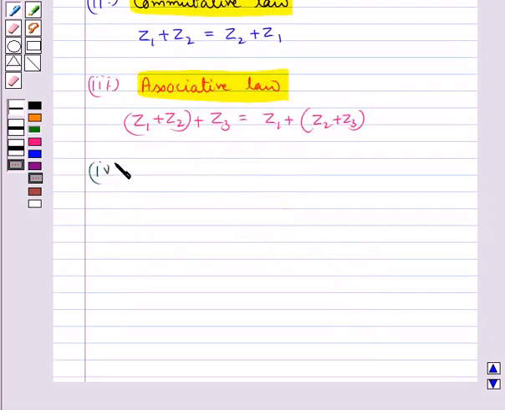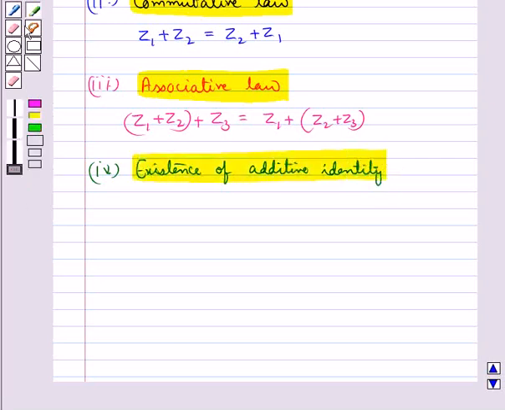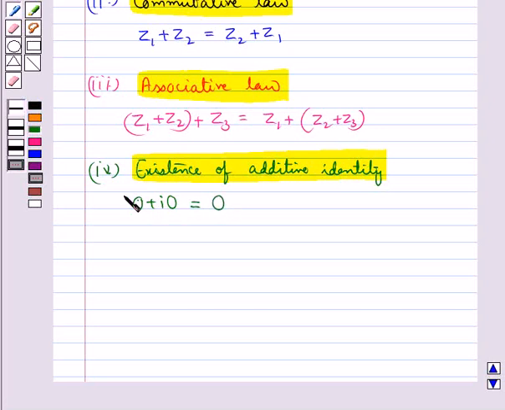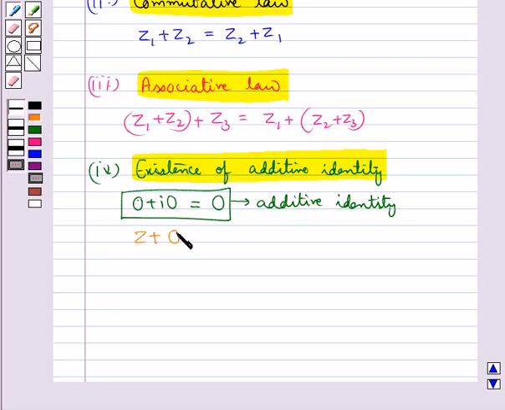The next property is existence of additive identity, according to which there exists a complex number 0 plus i0, which is denoted by 0. This is called the additive identity, or we can say the zero complex number, such that for every complex number z, we have z plus 0 is equal to z.